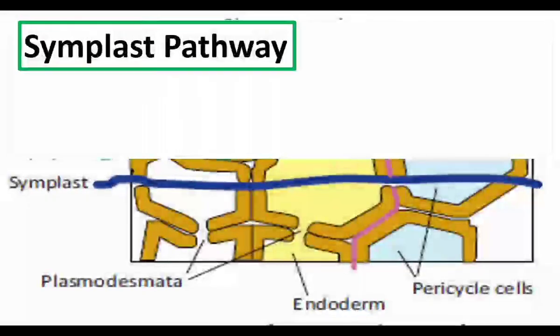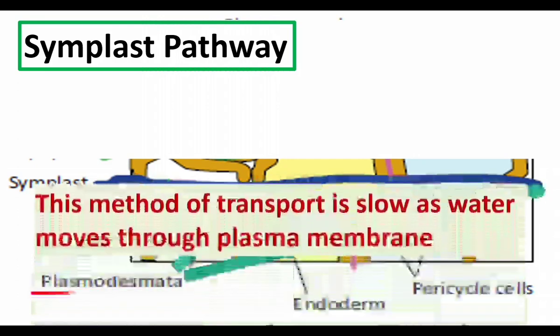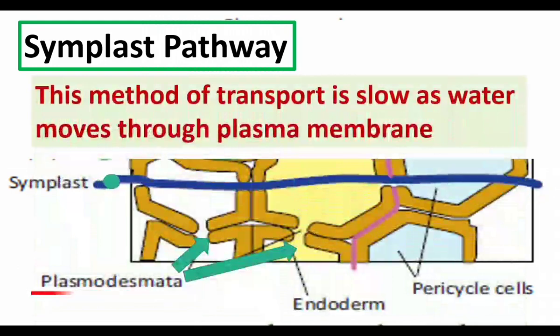This diagram shows the Symplast pathway. Here water crosses the plasma membrane and cytoplasm. The water crosses the plasmodesmata. They are gaps. And water crosses from one cell to another cell. This method of transport is slower, because water moves through the plasma membrane. Plasma membrane is a semi-permeable membrane. So it is a delayed process, a slow process.